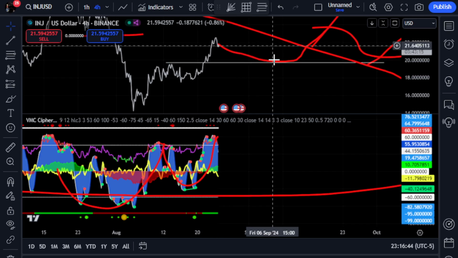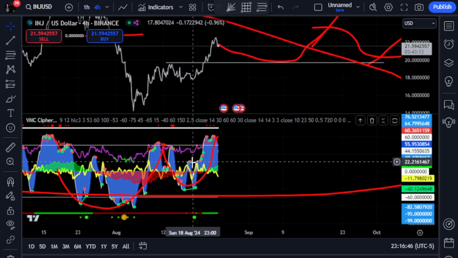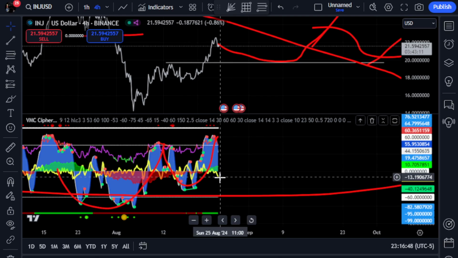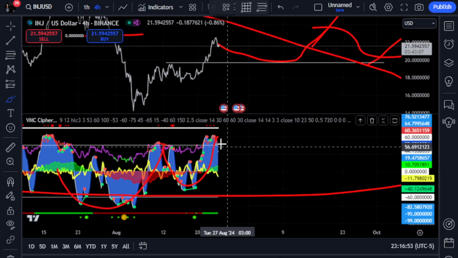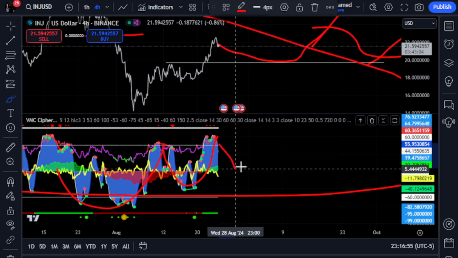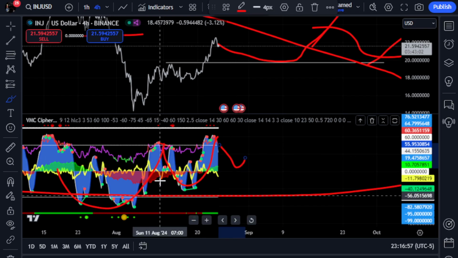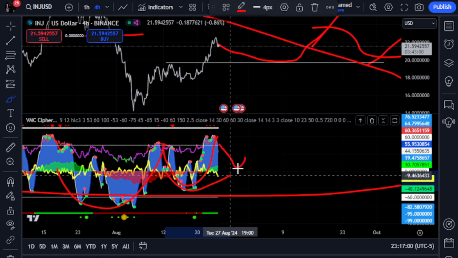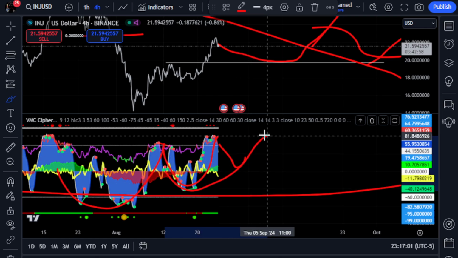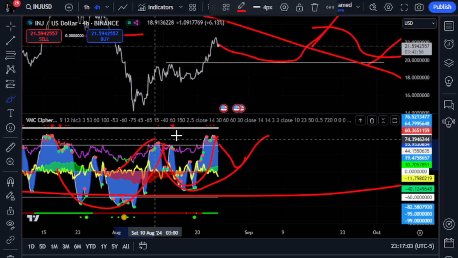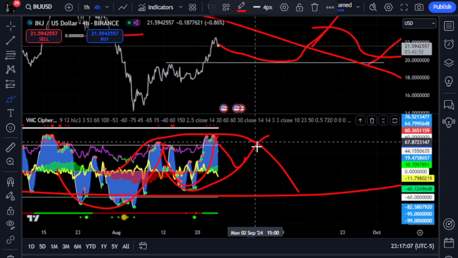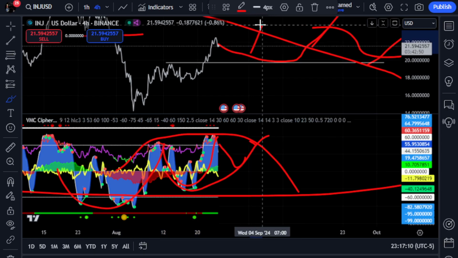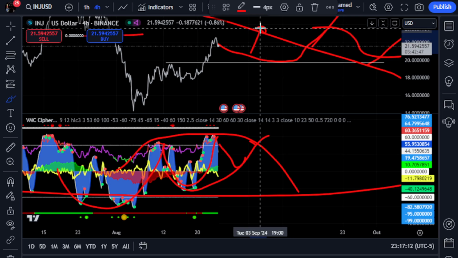Maybe we come up for a third wave there, get some kind of a pullback, and get this blue wave to kind of come down somewhere like right here, or this ends up looking more like something like this. We get one more big rip out of here. But that's what I see on INJ.